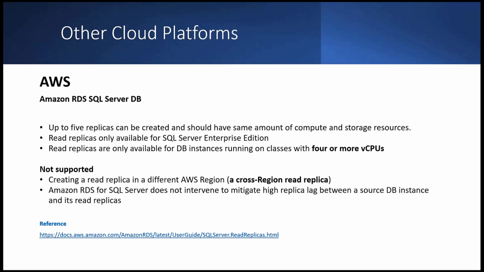The other interesting point is Amazon RDS for SQL Server does not intervene to mitigate a high replica lag between the primary and the secondary. That means that sometimes you see that between the primary and the secondary there is a lag of time, and this lag is increasing. They won't intervene to mitigate this high lag.